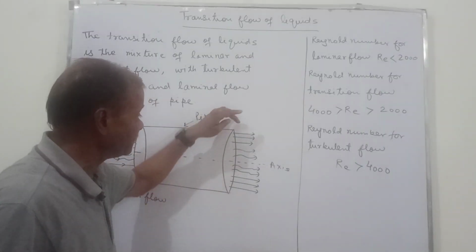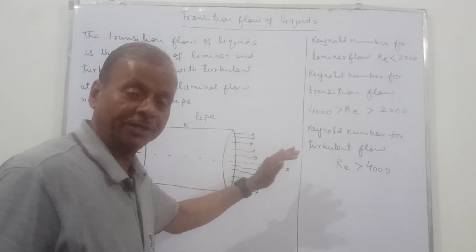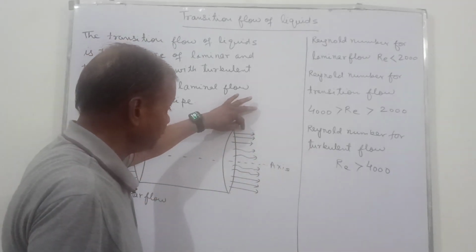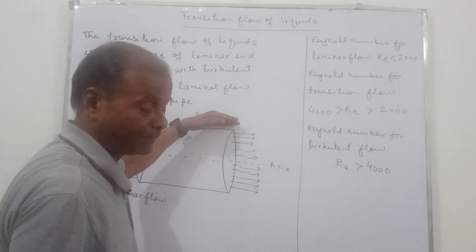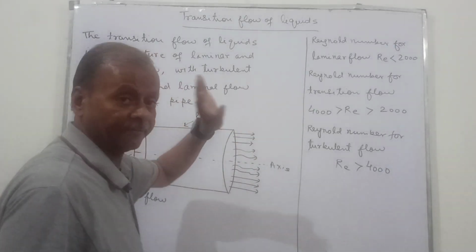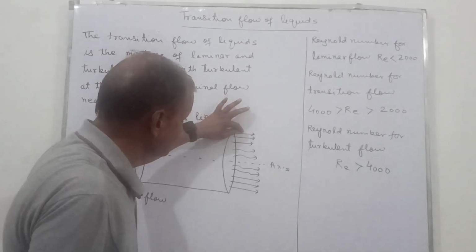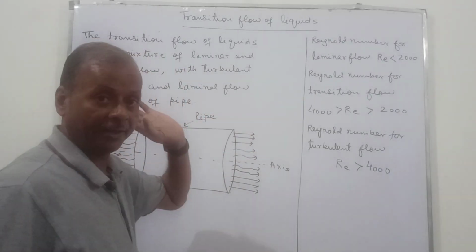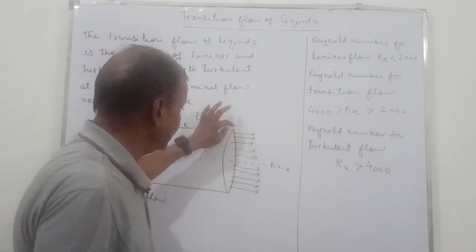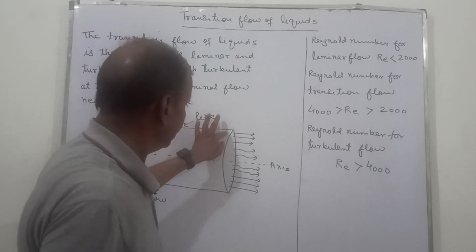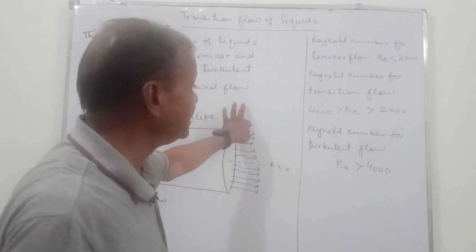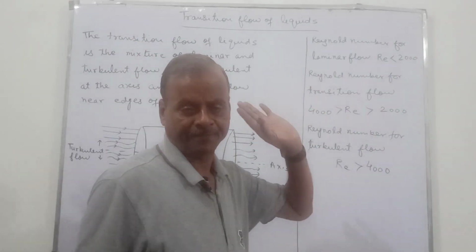Now we can see that when the liquid is flowing through the pipe of uniform cross section, the velocity of the liquid increases from the edges of the pipe to the axis of the pipe. So here the velocity is very less, here the velocity is very high. Near the axis we have the turbulent flow, and near the edges of the pipe we have the laminar flow. Between these two we have the transition flow.